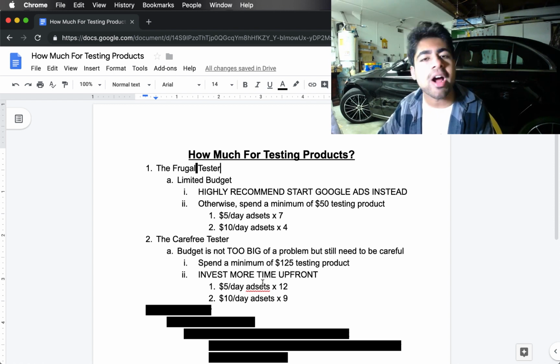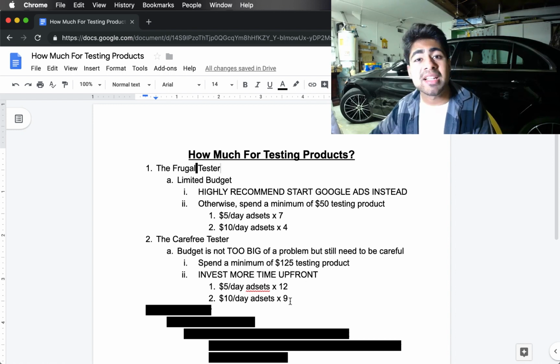But in the second option, you can target magazines, celebrities, community pages, retail stores, etc., just because you have a bigger budget and you can launch more ad sets to test your products. The second option for you, if you don't like waiting, is the $10 per day ad sets and launch 9 of these ad sets. So in this case, you're going to be getting results pretty fast.